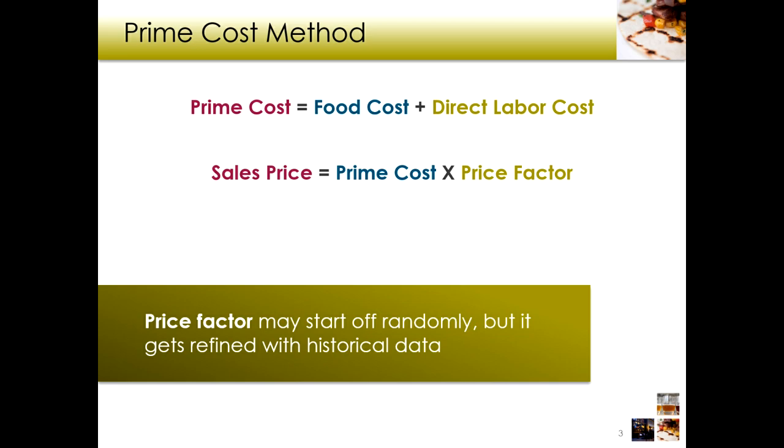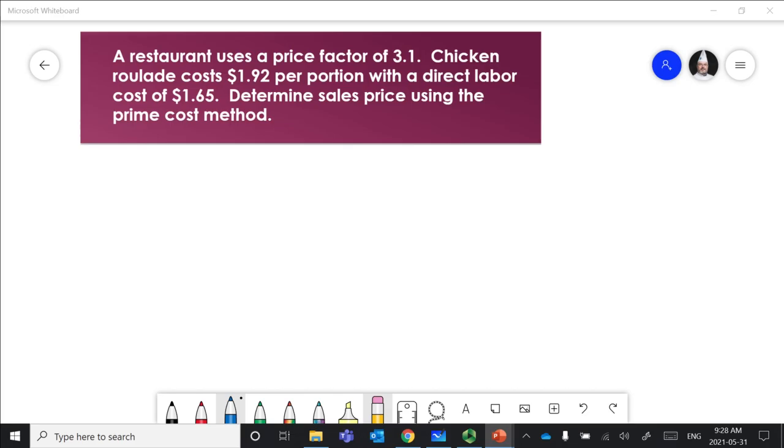Do we need triple our prime cost to sell it in order to pay for all our expenses and generate a profit? So I got a simple example coming up here. A restaurant uses a price factor of 3.1, and the chicken roulade costs $1.92 per portion with a direct labor cost of $1.65. So what is our selling price using the prime cost method?